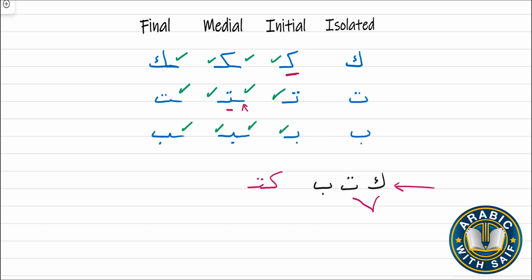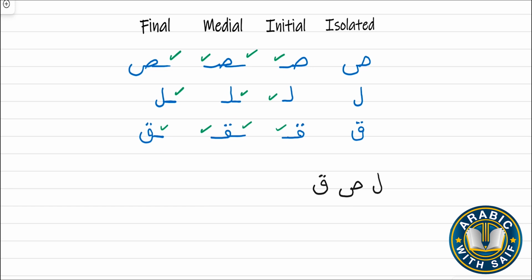Second, we will check the relation between ta and ba. If ta in the middle, it can connect to any letter after. And ba at the end can connect to any letter before. So both will get connected. And this will be the final form for this word. Let's read it. Kataba. Kataba means wrote something.